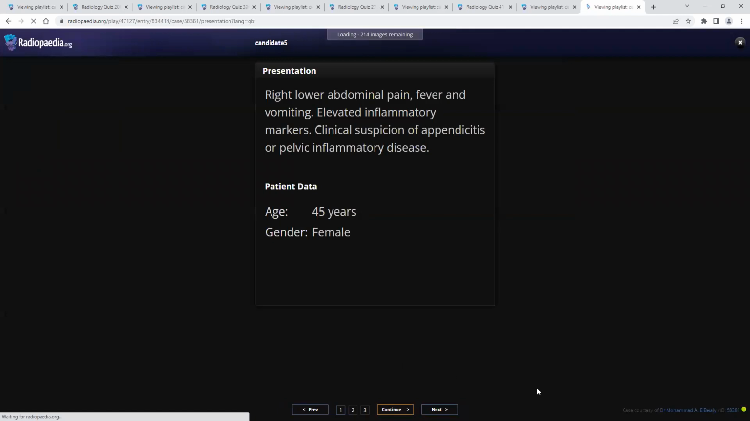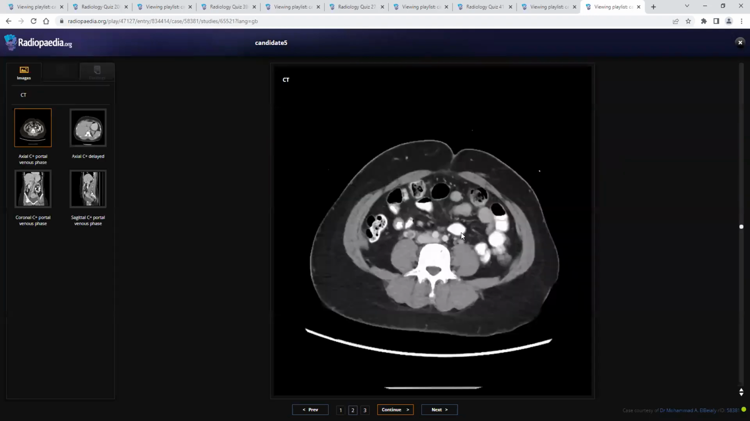Your next case. So I've been provided with a 45 years old female who has right lower abdominal pain, fever and vomiting. There are elevated inflammatory markers and clinical suspicion of appendicitis or pelvic inflammatory disease. You can request for the remote control and click on the center of the image and start scrolling.